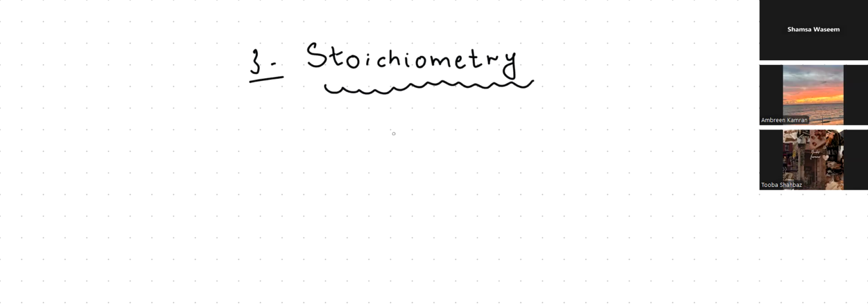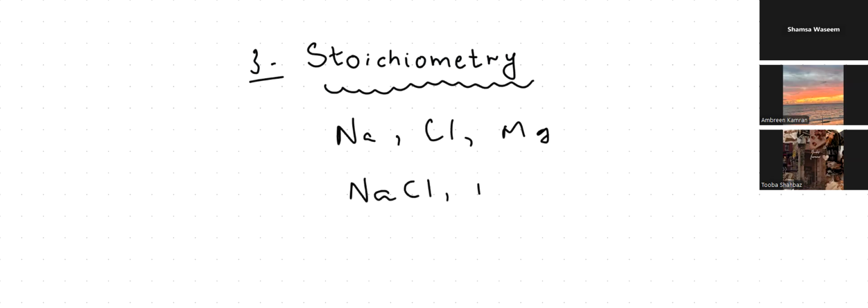Similarly for magnesium. And if we are going to write the formula of any ionic compound, for example sodium chloride, it's going to be NaCl. And if it's magnesium chloride, then it's going to be MgCl2, right? Do you know how and why? Do I need to repeat it?